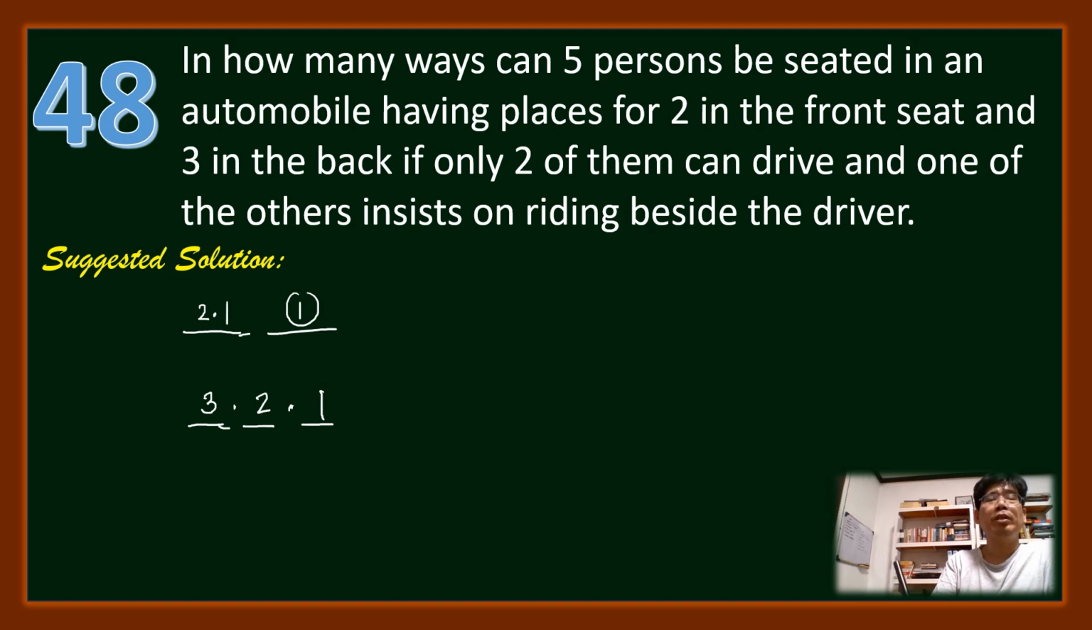So the number of ways can be simplified as 2 factorial times 3 factorial times 1. 2 factorial is 2 and 3 factorial is 6 times 1. So there are 12 ways to do this situation.